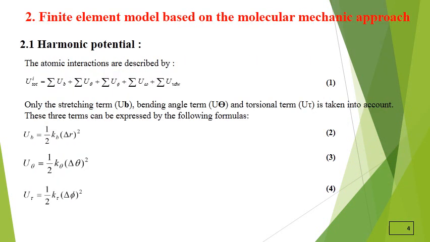The present atomic finite element is based on a potential described by three terms. U_b is the stretching term between two atoms, describing the axial deformation. U_theta is the bending angle term between three atoms, describing the flexion deformation. U_tau is the torsion angle term between four atoms, describing the torsional deformation.